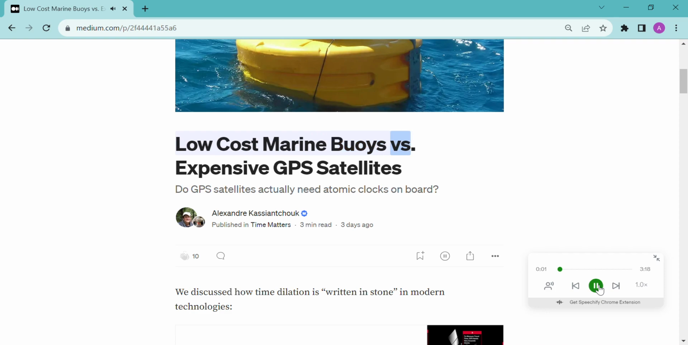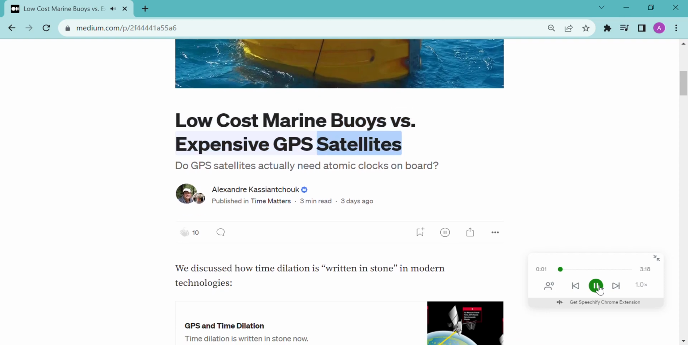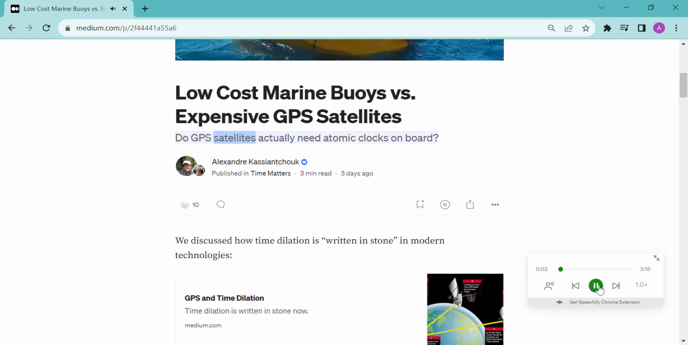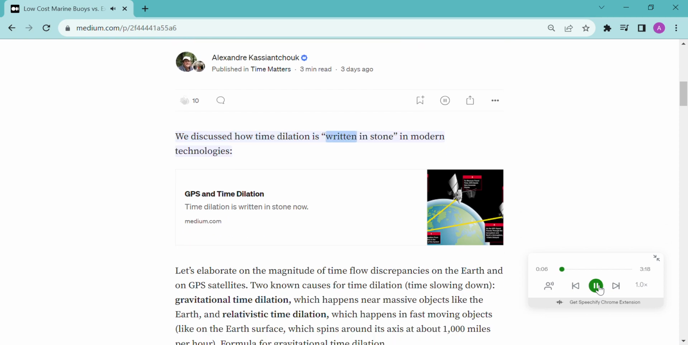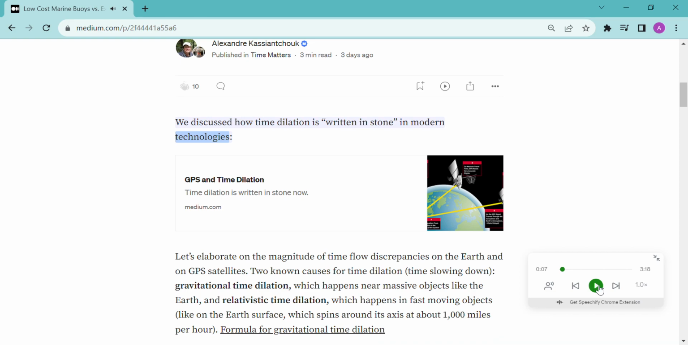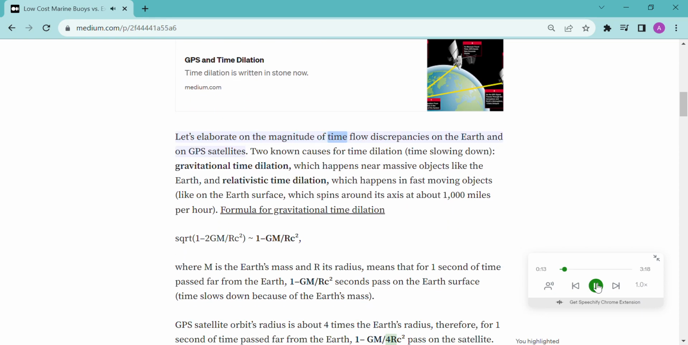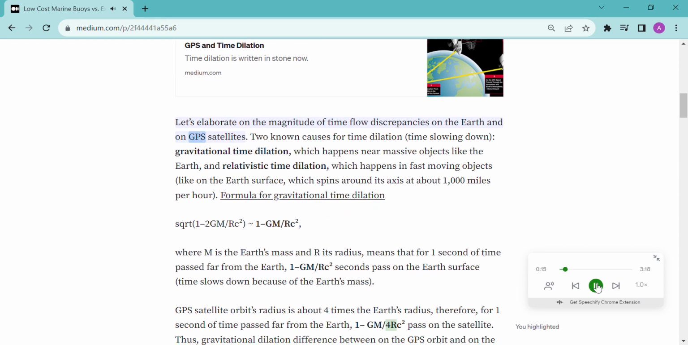Low-cost marine buoys versus expensive GPS satellites. Do GPS satellites actually need atomic clocks on board? We discussed how time dilation is written in stone in modern technology. Let's elaborate on the magnitude of time flow discrepancies on the Earth and on GPS satellites.